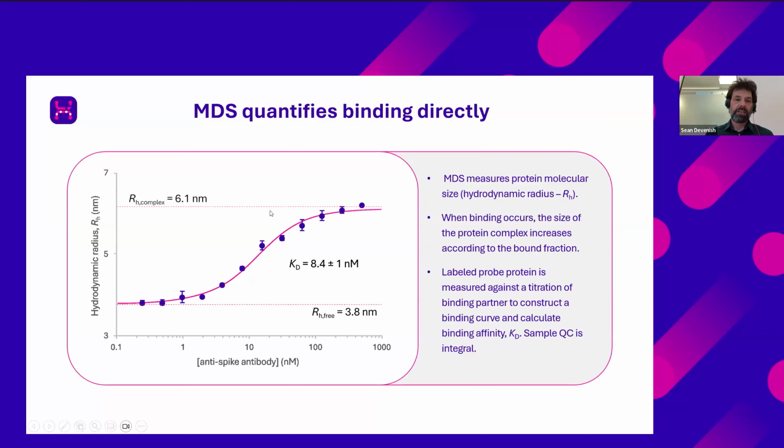Likewise, RH complex is the size of the saturation complex that we're forming. And again, we can ask the question, is this consistent with what we believe we know about what's happening in this reaction? And again, if this diverges significantly from our expectation, then we need to go back and have a little look at what's happening there. So in a single run, we're picking out the KD, this critical parameter, telling us about the binding affinity, as well as these QC measures. It's very easy to do.